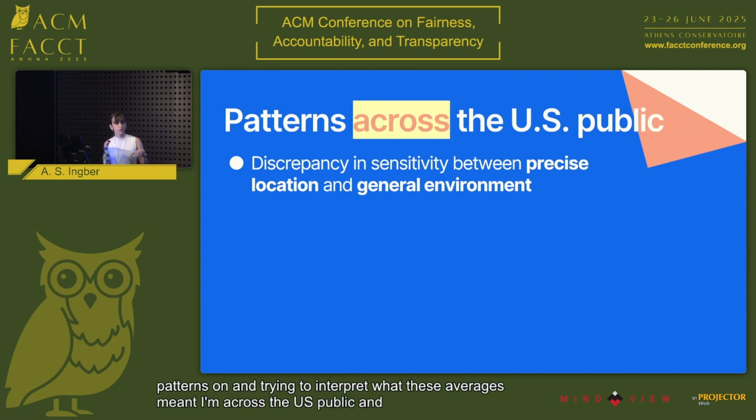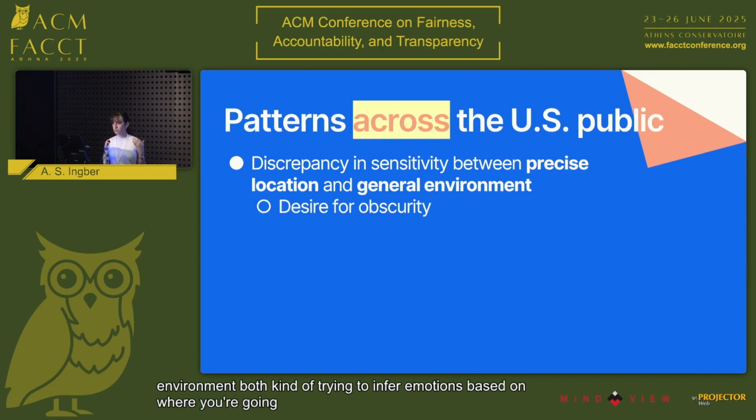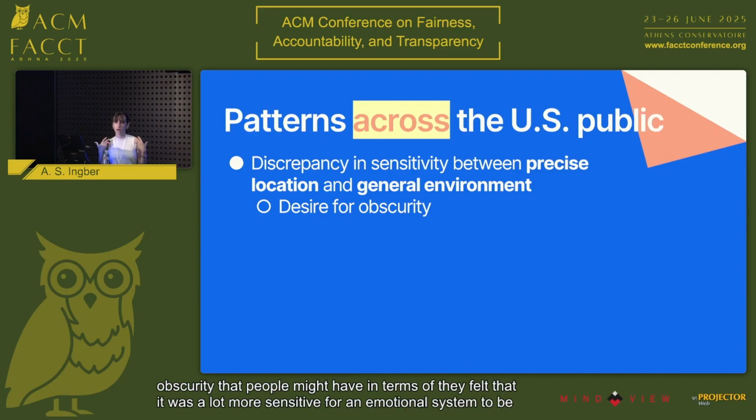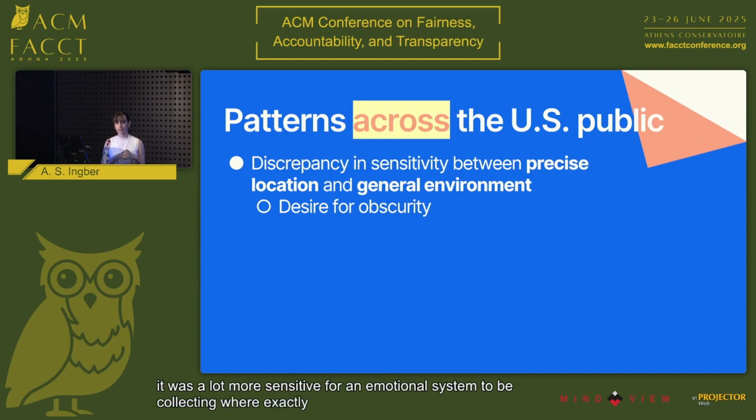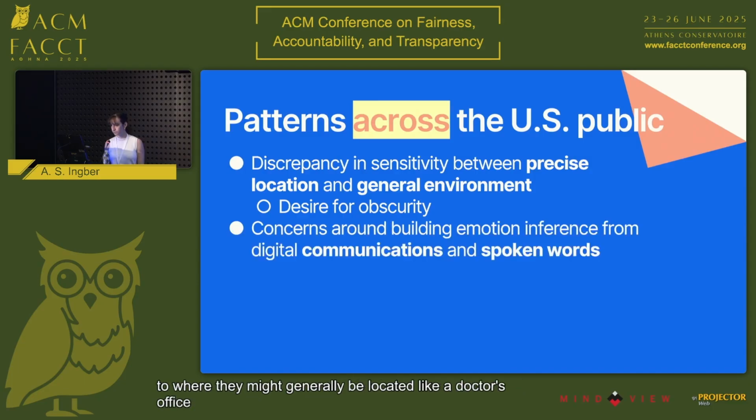And so we found the most sensitive was perceived to be precise location data, and the least sensitive was general environment, both trying to infer emotions based on where you're going. And this showcases a desire for obscurity that people might have, in terms of they felt that it was a lot more sensitive for an emotion AI system to be collecting where exactly they're located as opposed to where they might generally be located, like a doctor's office, for example.